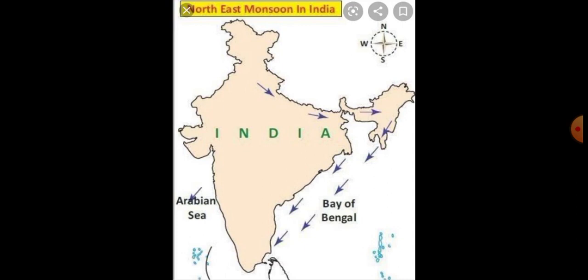So just see, this is the northeast monsoon, now from north to east. This is the northeast monsoon wind. I hope you understood these four seasons. Shall we recall the points, students?